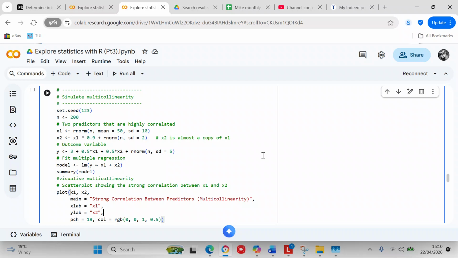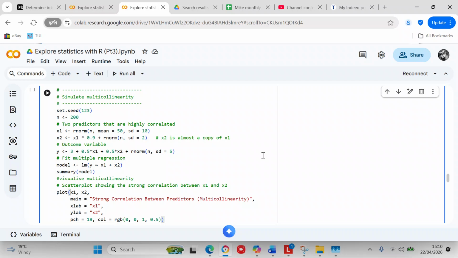becomes rnorm, a randomly sampled normal distribution with n, or 200 samples, a mean of 50, and a standard deviation of 10. And then x2 becomes x1 plus 0.9 plus rnorm, a randomly sampled normal distribution of 200 samples with a standard deviation of 2. So x2 is almost a copy of x1.